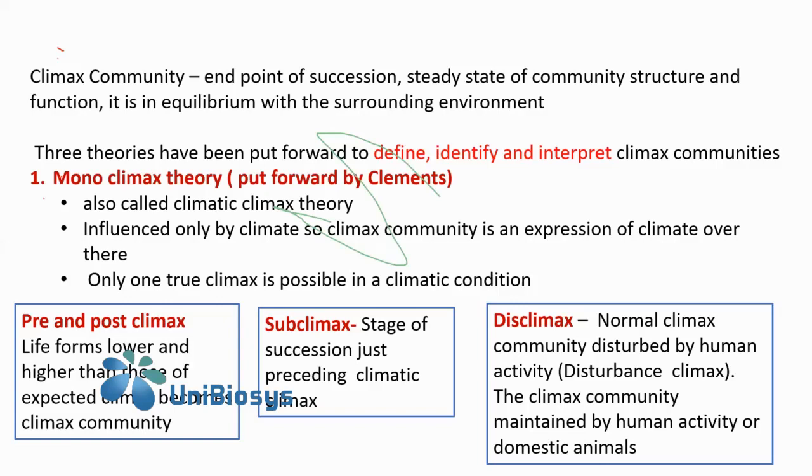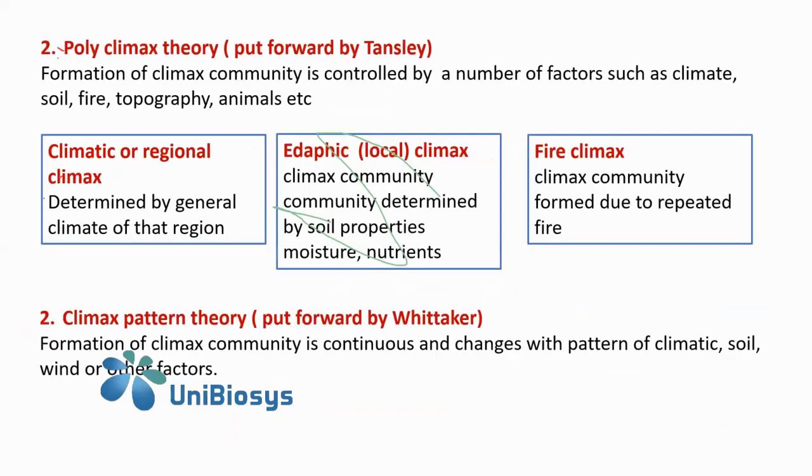So these are different parts of monoclimax theory. In monoclimax theory, climate is the determining factor. Okay, so now we'll move on to the next, polyclimax. Polyclimax theory is put forward by Tansley. Poly means many. So what are the determining factors here? It will be either climate, or soil, or fire, or topography, animals, whatever it is. Okay, so these are the determining factors over here.